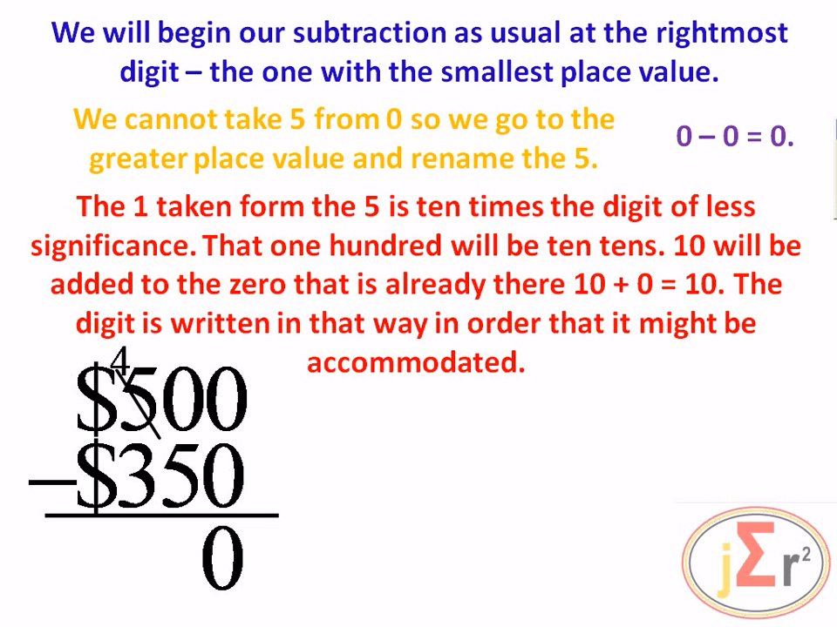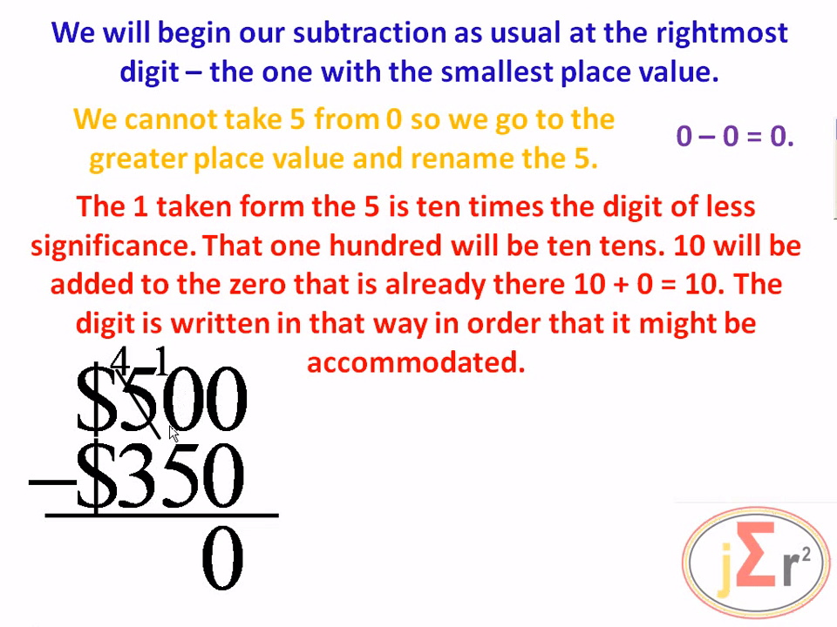So we know that 1 we are taking from the hundreds column. So the 1 from here will be 10 tens. So we are adding 10 to the value that we have here, which is 0. So 10 plus 0 is equal to 10. So we put the 1 right there.